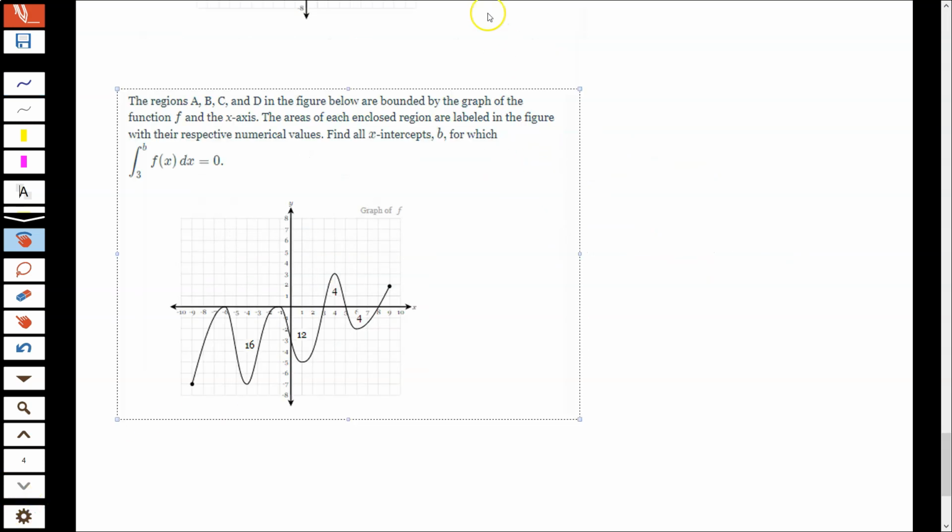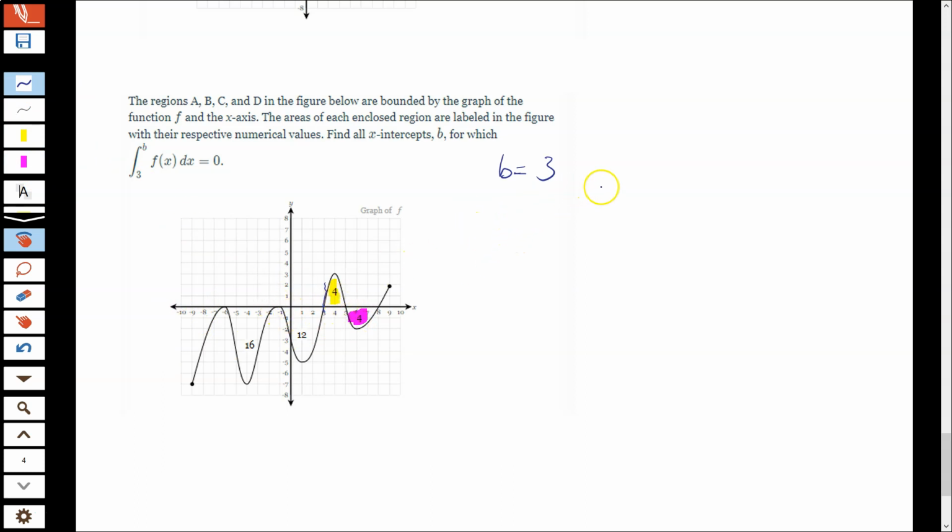So here's another example of a problem like that. Notice it's a 3 again. You may be tempted to say b just equals 3 and then be done. You get this one wrong. So b equals 3 is a solution, because making the bounds the same will always make the integral equal to 0. But notice positive 4 here and negative 4 here. Right? So those two things would cancel out and be equal to 0.